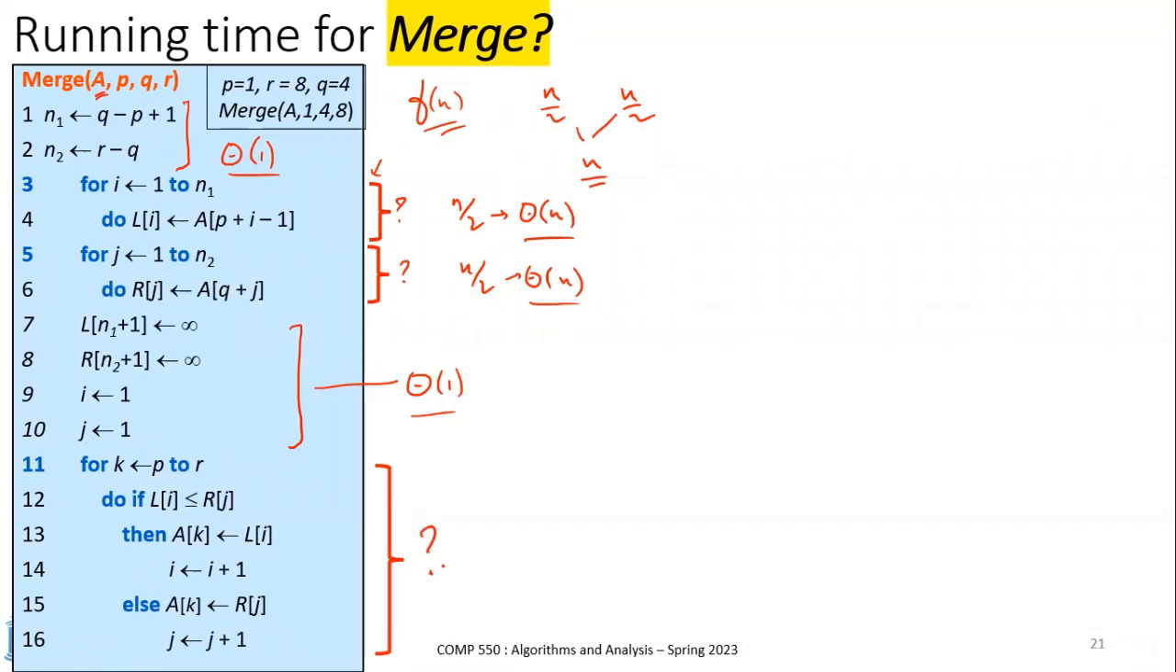Any thoughts? So we're going from k is equal to p to r. So it's just like a for loop. And remember that p through r is essentially r minus p plus 1 is equal to n. So those are the number of elements in that array. Okay. So how long should this entire loop take in asymptotic notation? Okay. So big theta of n. Anybody agree? People agree or disagree? Yeah, so that should be theta of n.